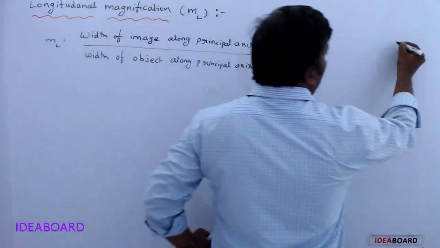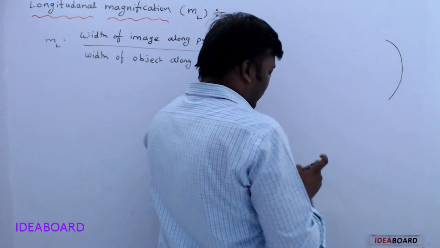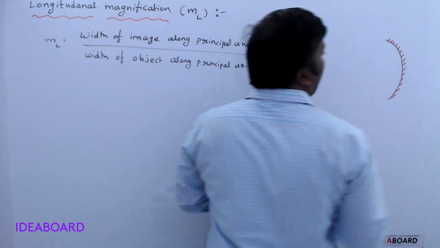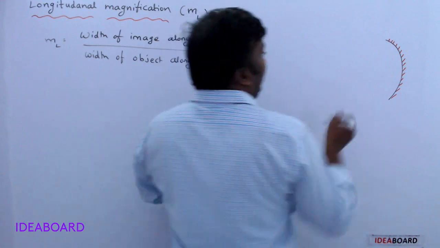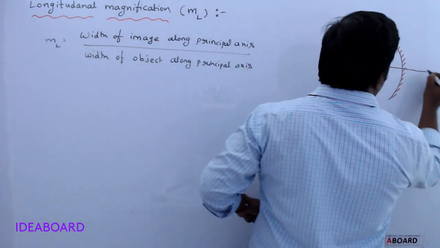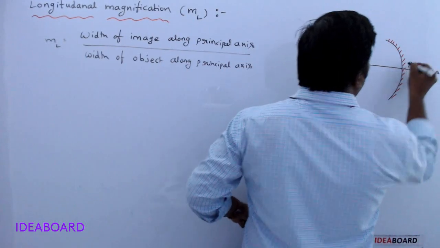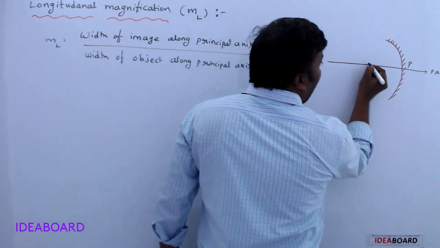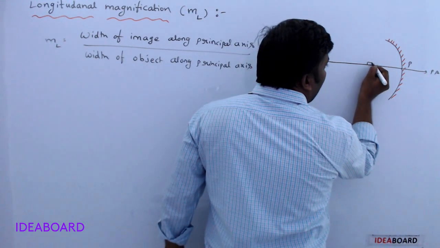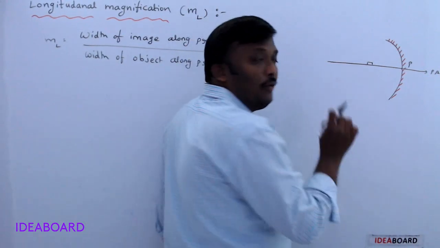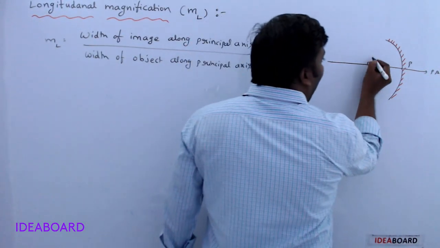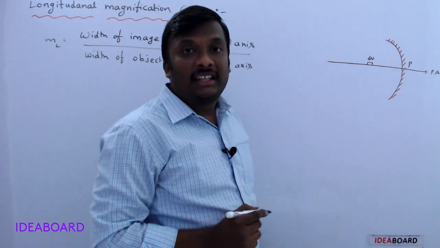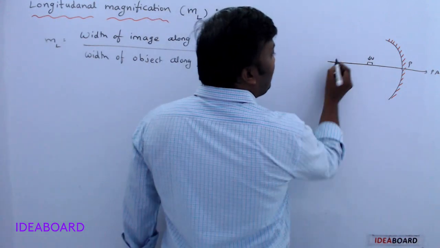Let me draw here. Let us take one concave mirror. Now take the principal axis. This is the pole, and the center of curvature will be lying on this line. Now take an object here. The size of the object is very small. That's why I have written its width as du. And it forms an image.